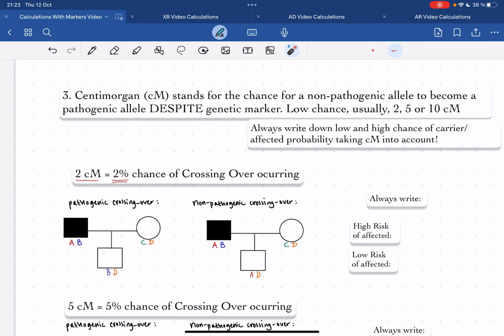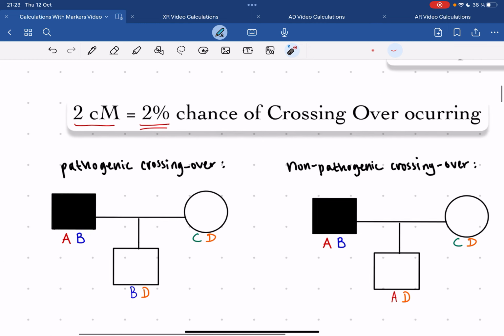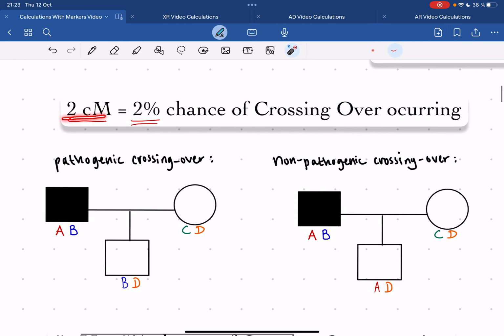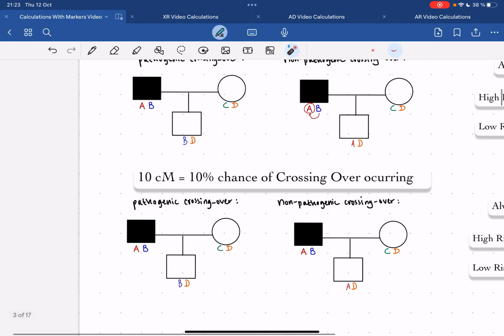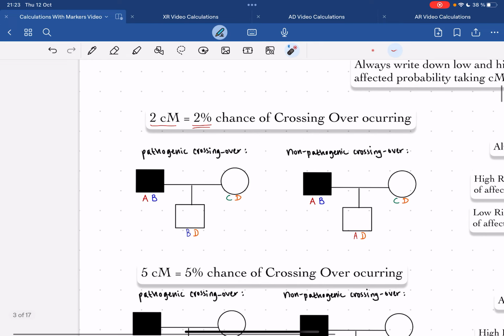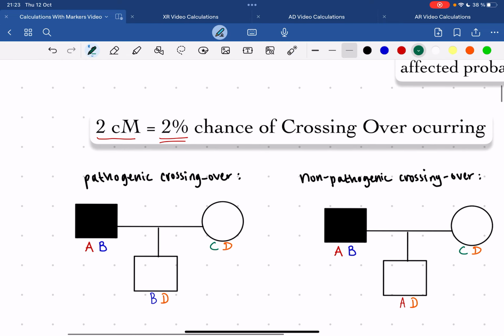taking cM into account. We'll get to this soon, but let's start with the example of 2 centimorgans, which would be 2%. So this is very easy to remember. 5 centimorgans represents a 5% chance, 10 centimorgans represents a 10% chance, and vice versa. So that is very easy to remember. What does this mean? It means that there is a 2% chance of crossing over. I already wrote it down. There's a 2% chance of crossing over occurring.